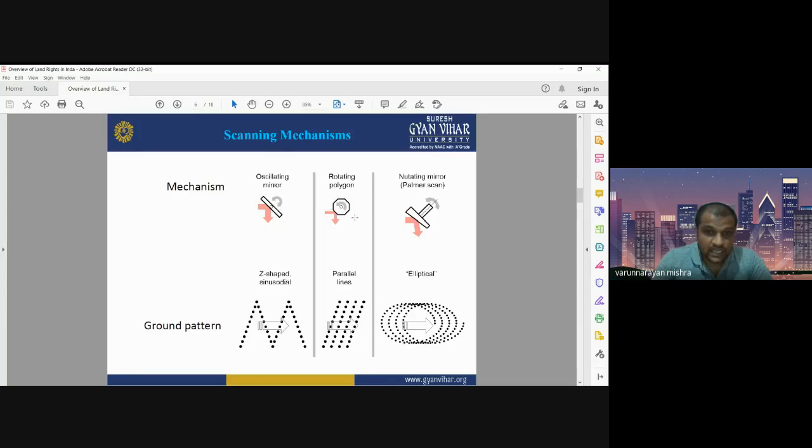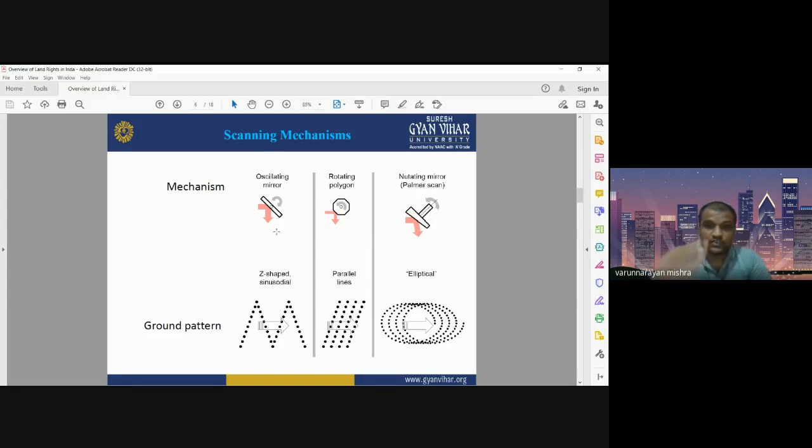In the second type of scanning, it is having a rotating polygon, and in the third type of mechanism it will have a Palmer scan. So there may be three types of oscillating mirrors. Depending on the type of oscillating mirror, we may have different types of shape. If we are using an oscillating mirror, it will provide you the jet-shaped scan on the earth. Like here, the ground pattern will be like that.